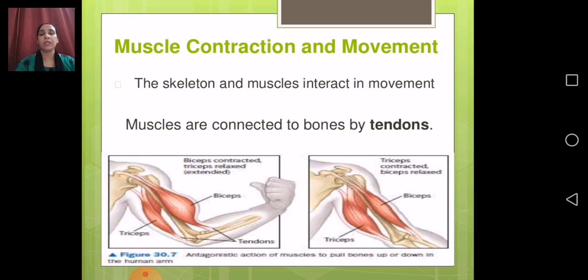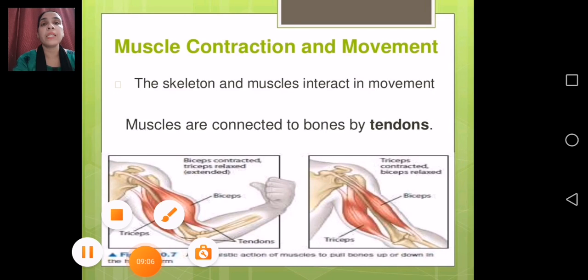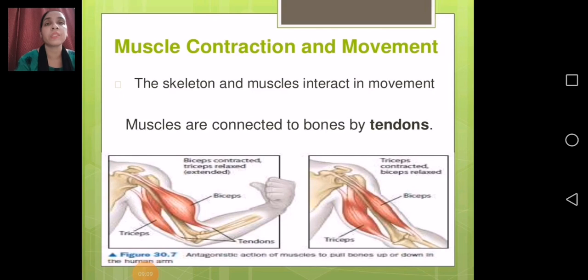Muscle contraction and expansion is important only for movement. How is movement possible if we do not have this contraction or expansion? So just go through this video as well as what kind of movement is allowed, what kind of skeleton we find in different insects. If you find any problem or issue, that will be discussed in the online class. Now, muscle contraction and movement, that is, the skeleton and the muscle interact in movement. Muscles are connected to bones by tendons.